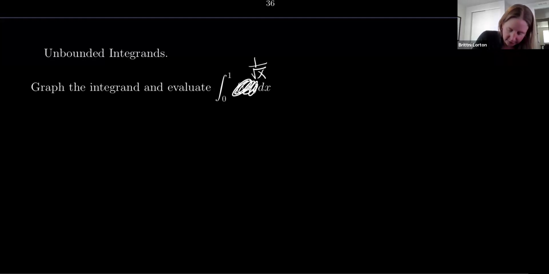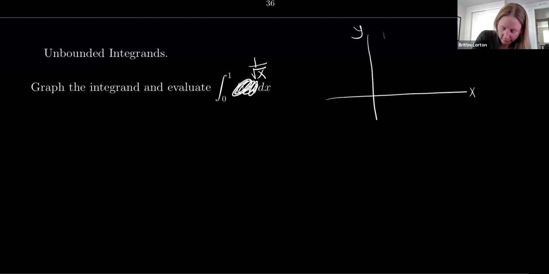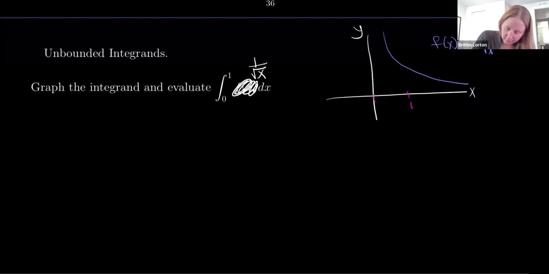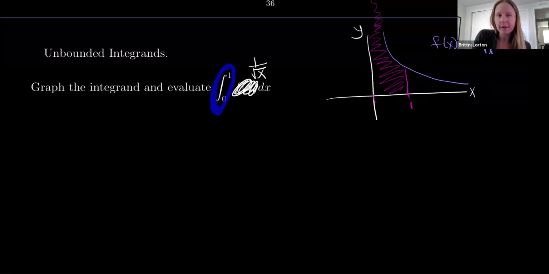Okay, but we're going to graph it. We're going to graph the integrand and then evaluate this integral. So my integrand, I'll graph my function 1 over the square root of x. This is the function 1 over the square root of x. And then I'm graphing this from 0 to 1. So really this is the area that I'm looking for. You should be able to see that that's actually infinite, right? Or unbounded. But it's not unbounded in the bounds. It's unbounded in the integrand.